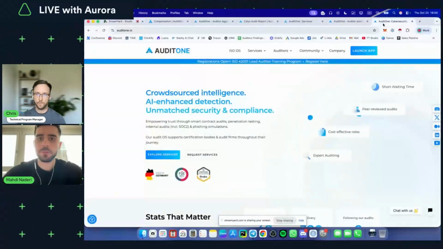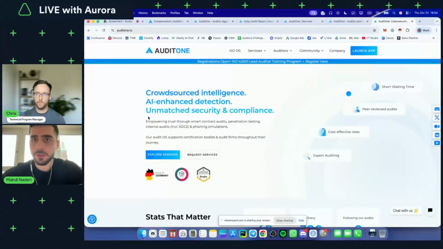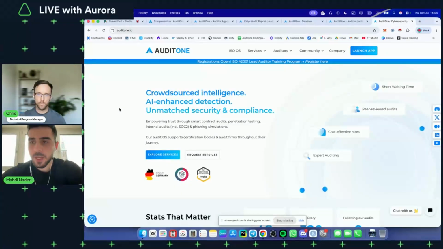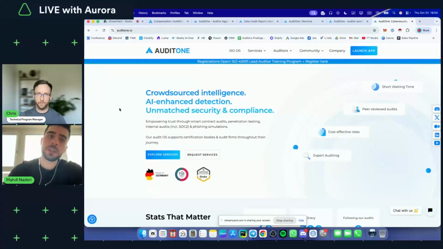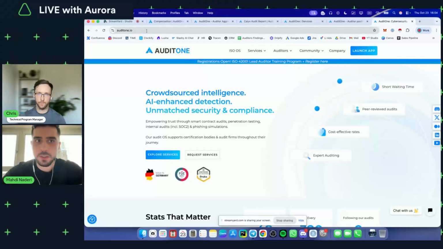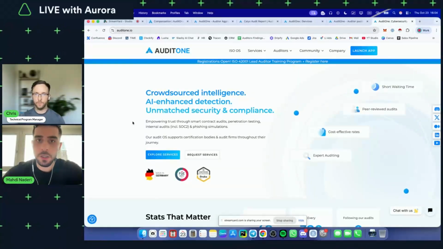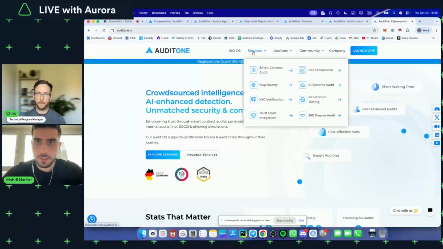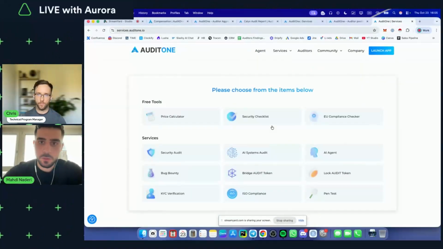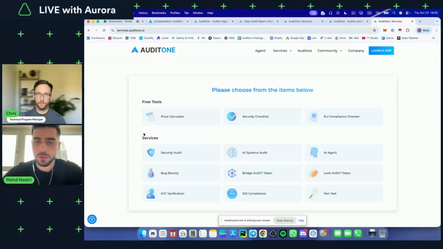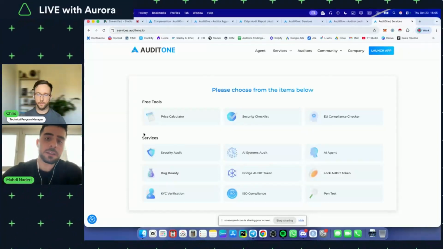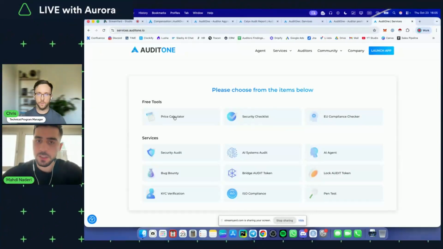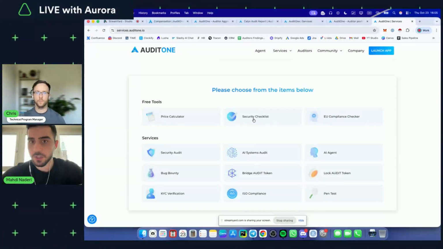Okay, so is my screen visible now? It is, yes. All right, so as a team member or a founder, initially when you come to our website, which is called auditone.io, if you click on the services button, you will see a bunch of different tools and services. And I think the most relevant one initially would be the price calculator and also the security checklist.